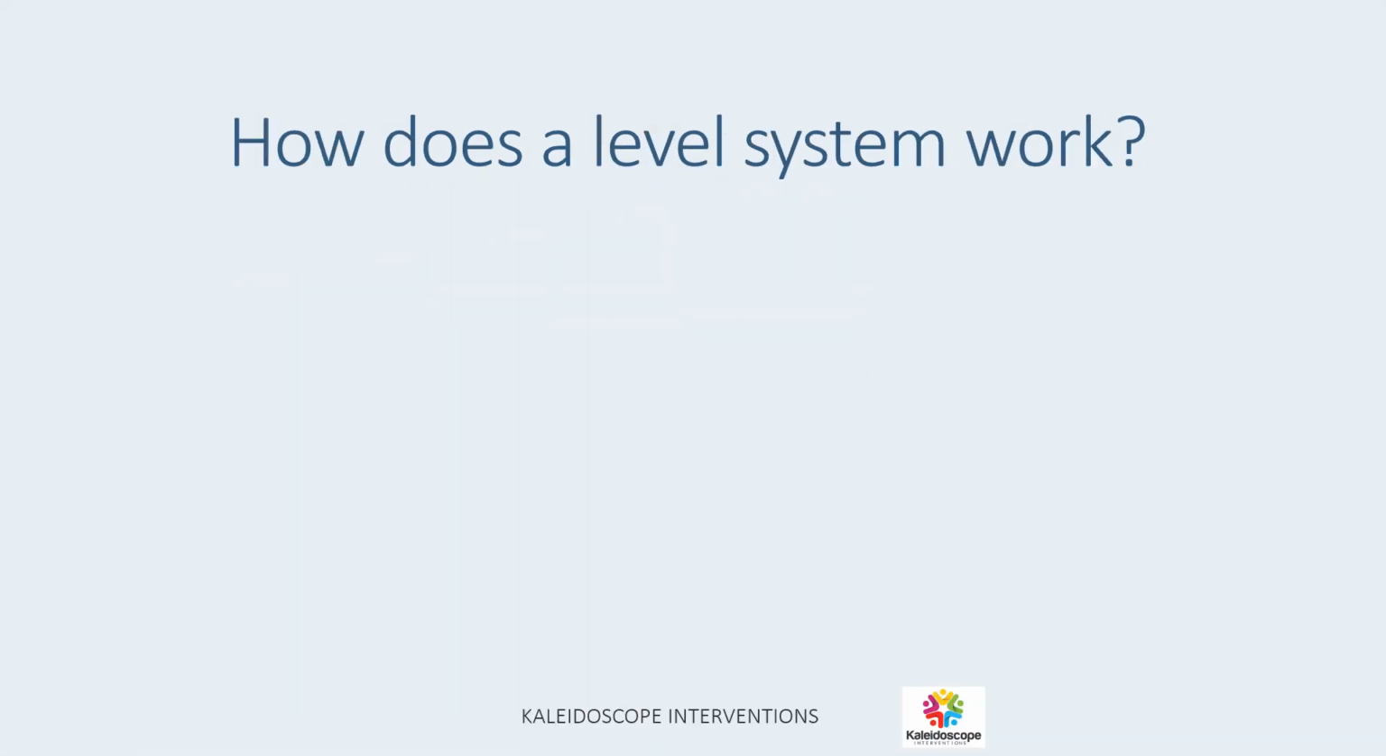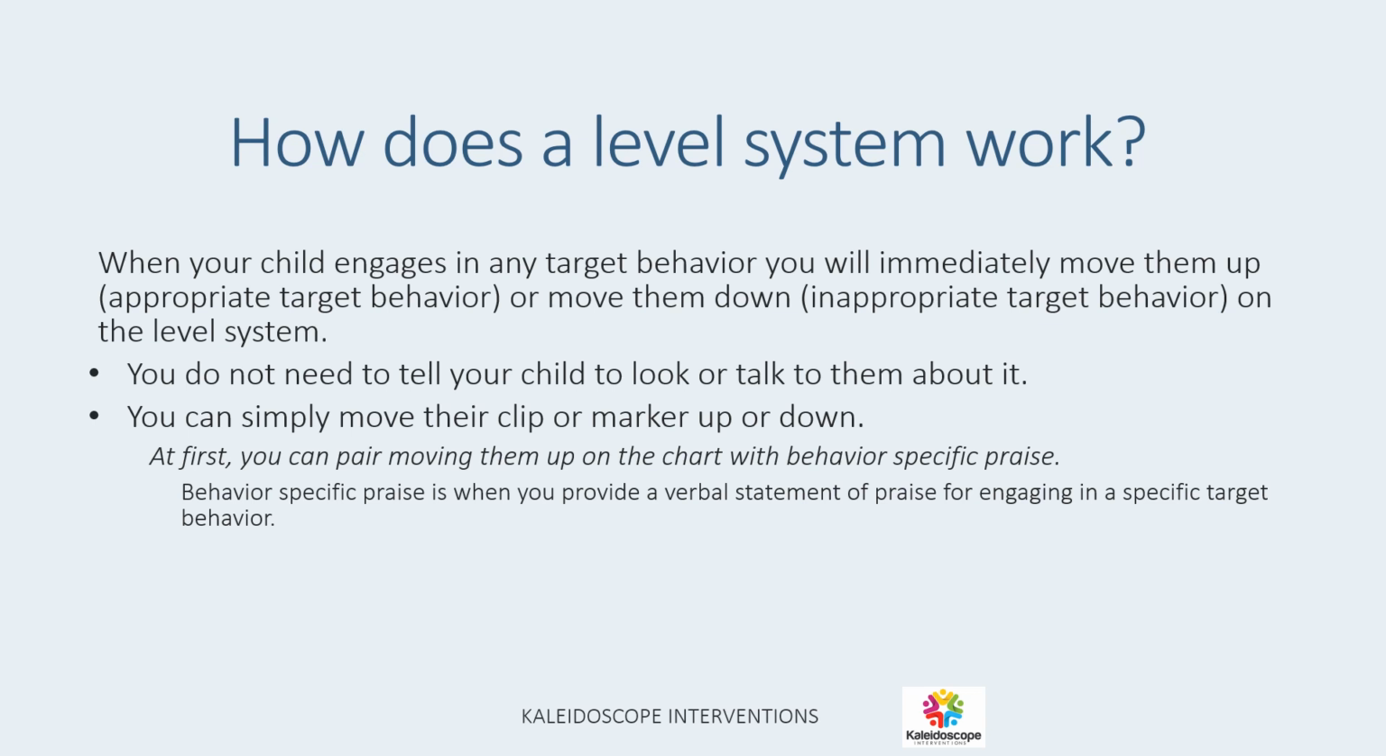How does a level system work? When your child engages in any target behavior, this includes both appropriate and inappropriate target behaviors, you will immediately move them up for the appropriate target behaviors or move them down for the inappropriate target behaviors on the level system. You do not need to tell your child to look or talk to them about it. You can simply move their clip or marker up or down.